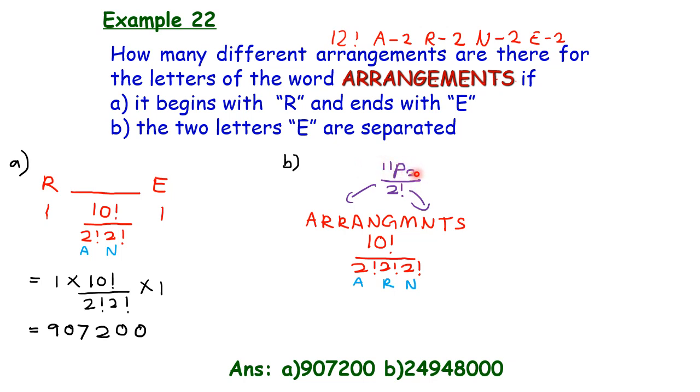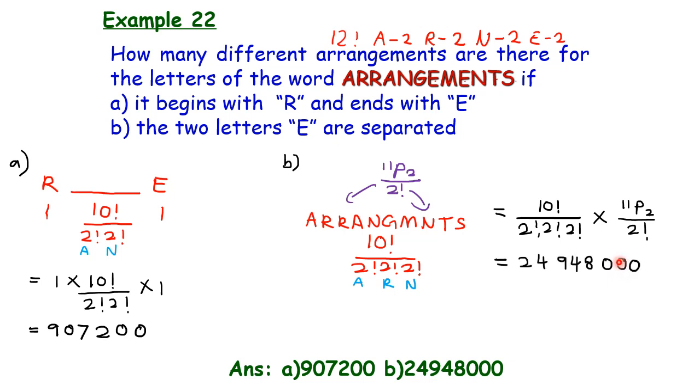So 11 P 2. And again, since the 2 E's are similar, we have to divide by 2. So the arrangement would be 10 factorial over 2 factorial, 2 factorial, 2 factorial for the other letters, and then this part for the slot in of letter E. For the number of arrangements, we just press the calculator, and the calculator will give the answer 24,948,000. Okay, quite a big number.